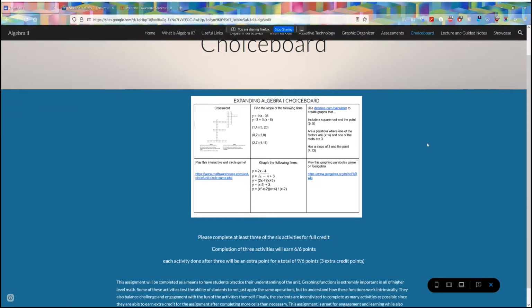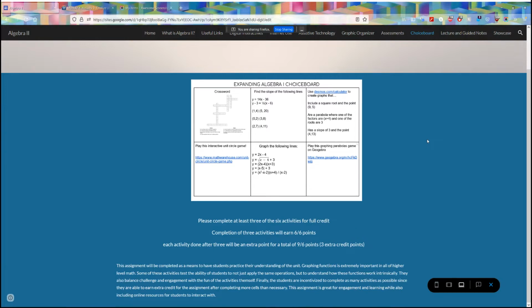For our choice board, I have 6 activities, and to get all 6 points, you must complete at least 3 of the 6 activities. But I have an extra bonus 3 points for completing all 6 of them. This assignment will be completed as a means to have students practice their understanding of the unit.